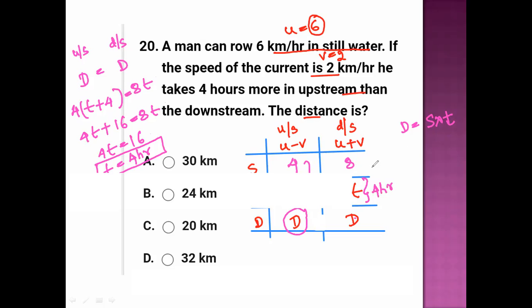In the downstream or upstream, whichever you take, in order to save time I will take downstream. Upstream and downstream distance is the same. So speed is 8, time is 4. 8 fours are 32. So therefore the answer is 32 kilometers.